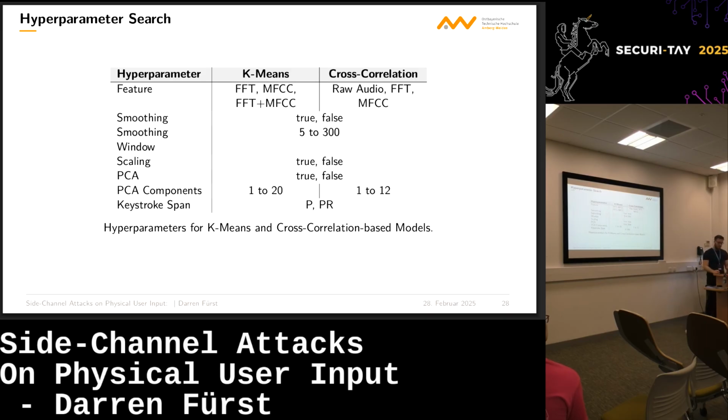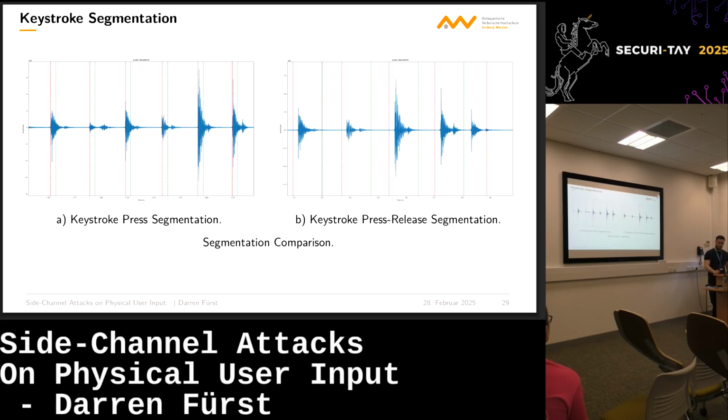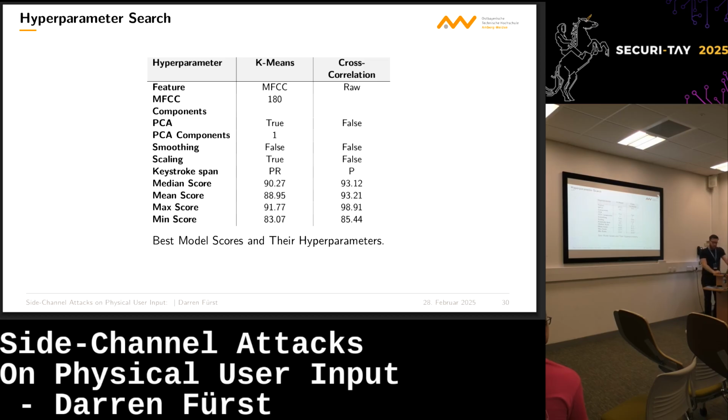We did scaling or normalizing of the audio, used a principal component analysis to potentially improve the results. And then the actual cutting out of the key strokes was also varied. So in the first section, you can see only the initial key press down is segmented, whereas in the second, the whole key press and up, which will also generate a sound, is segmented, just to see if this is better or worse. So here's the best models for each of them that we got.